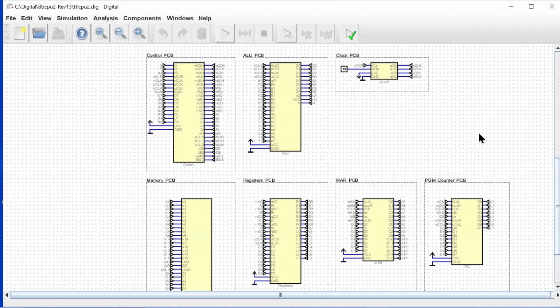Okay, so these are our cards, right? These cards are going to plug into our backplane: our clock, our ALU, our control PCB, our memory card, our register card, our memory address register card, and our program counter card. This is where we ended our digital simulation, our logical design work, before we jumped off into our schematic work. And we ended, if you remember, discussing making some decisions about the card level interfaces.